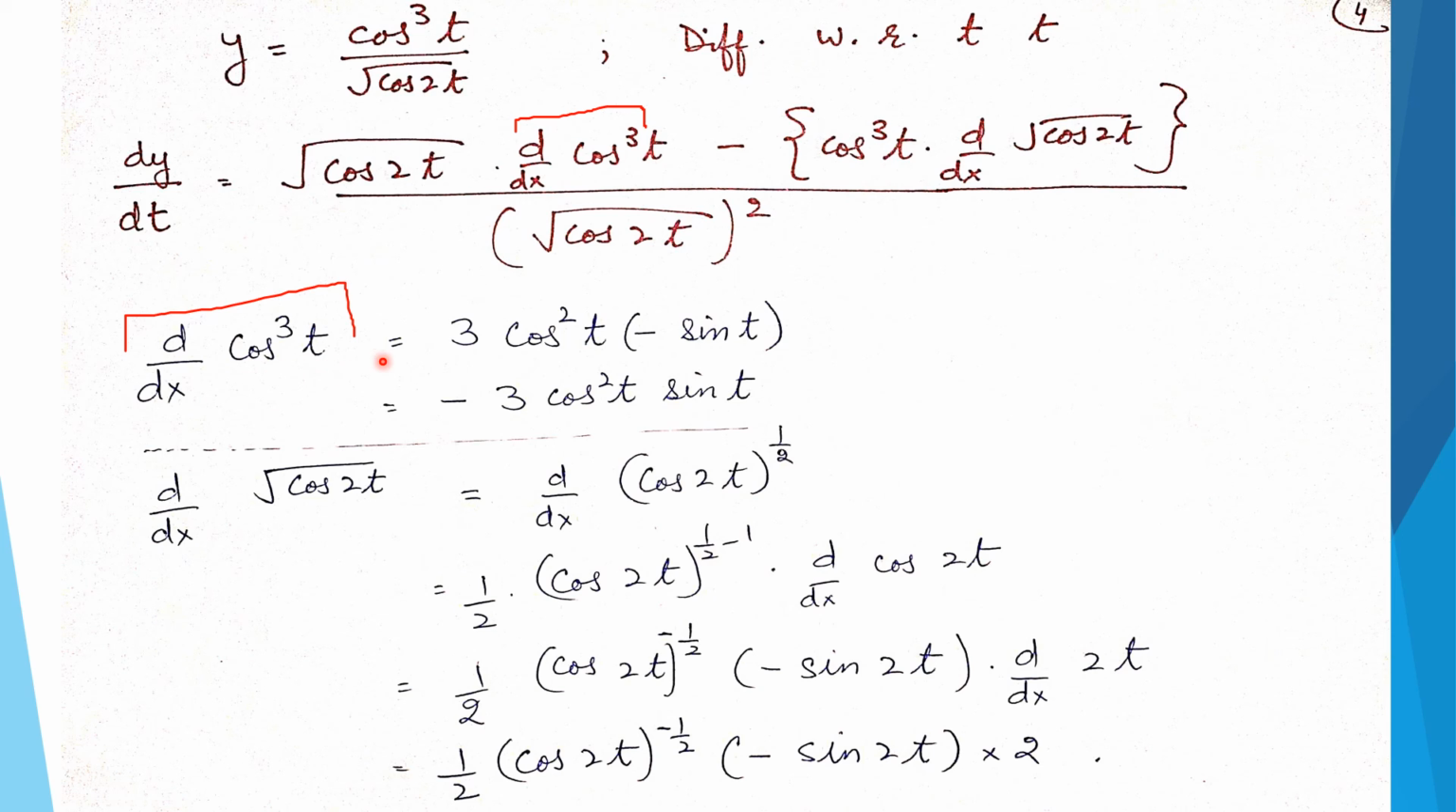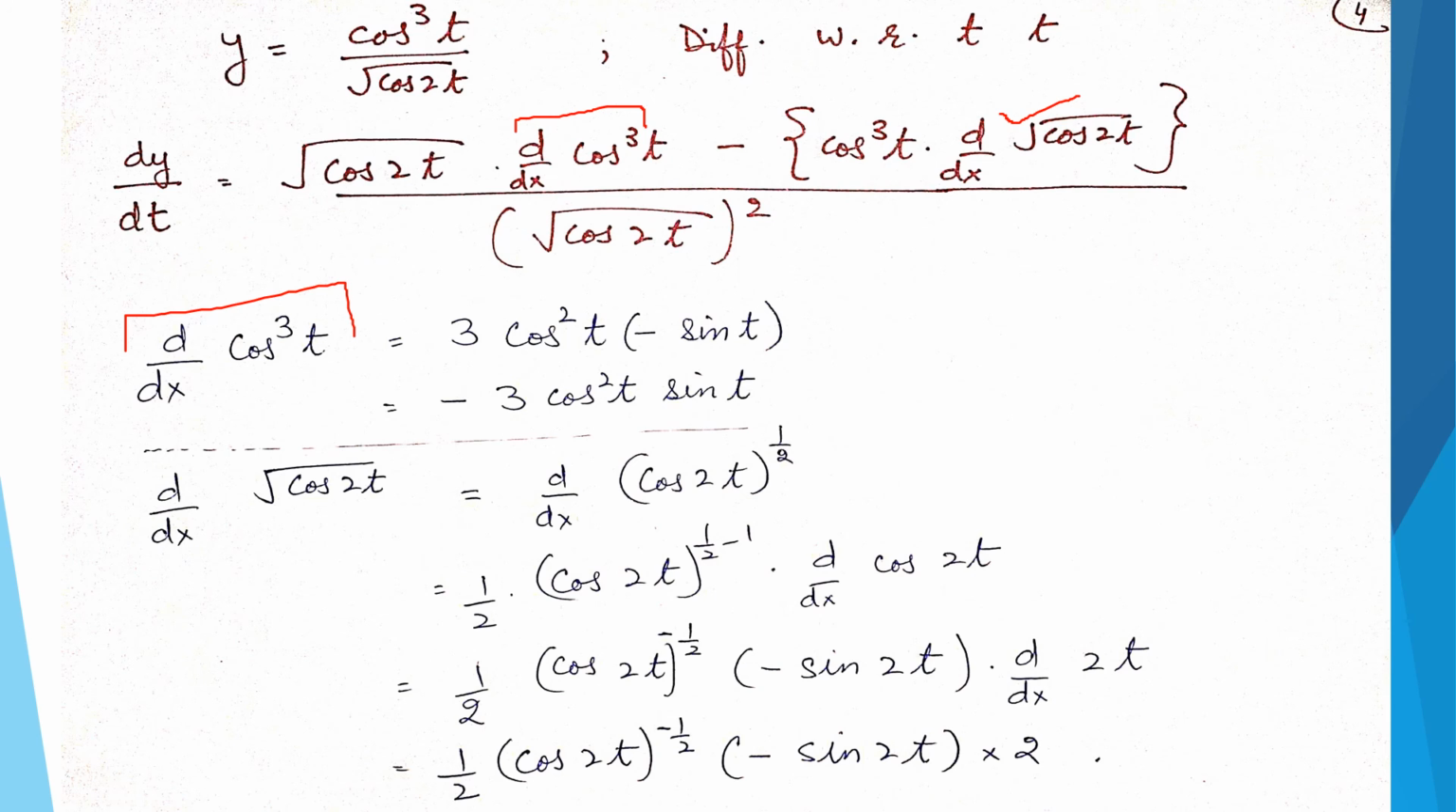What is the derivative of cos t? It is minus sin t. If you open up the brackets, you will get minus 3 cos square t sin t. Okay. Now we will calculate separately the derivative of under root of cos 2t.